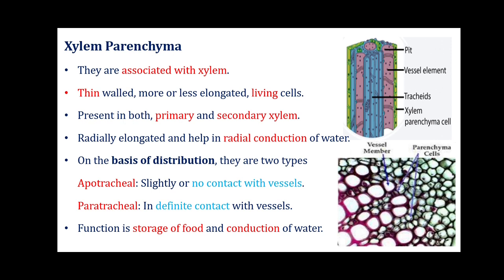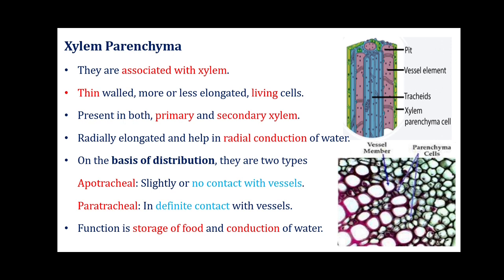Now let's talk about the xylem parenchyma. They are associated with the xylem, that's why known as xylem parenchyma. They are thin walled, more or less elongated, and they are living cells. They are present in both primary as well as secondary xylem. Radially elongated, they help in radial conduction of water.